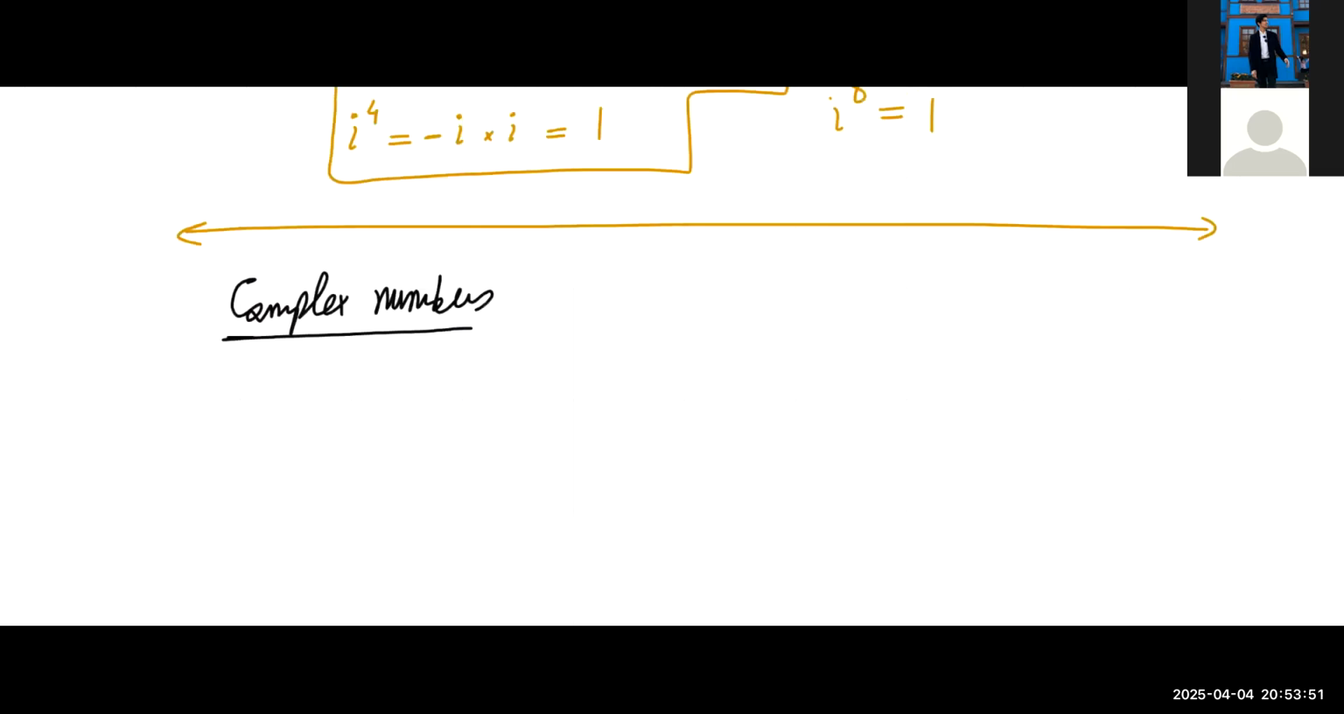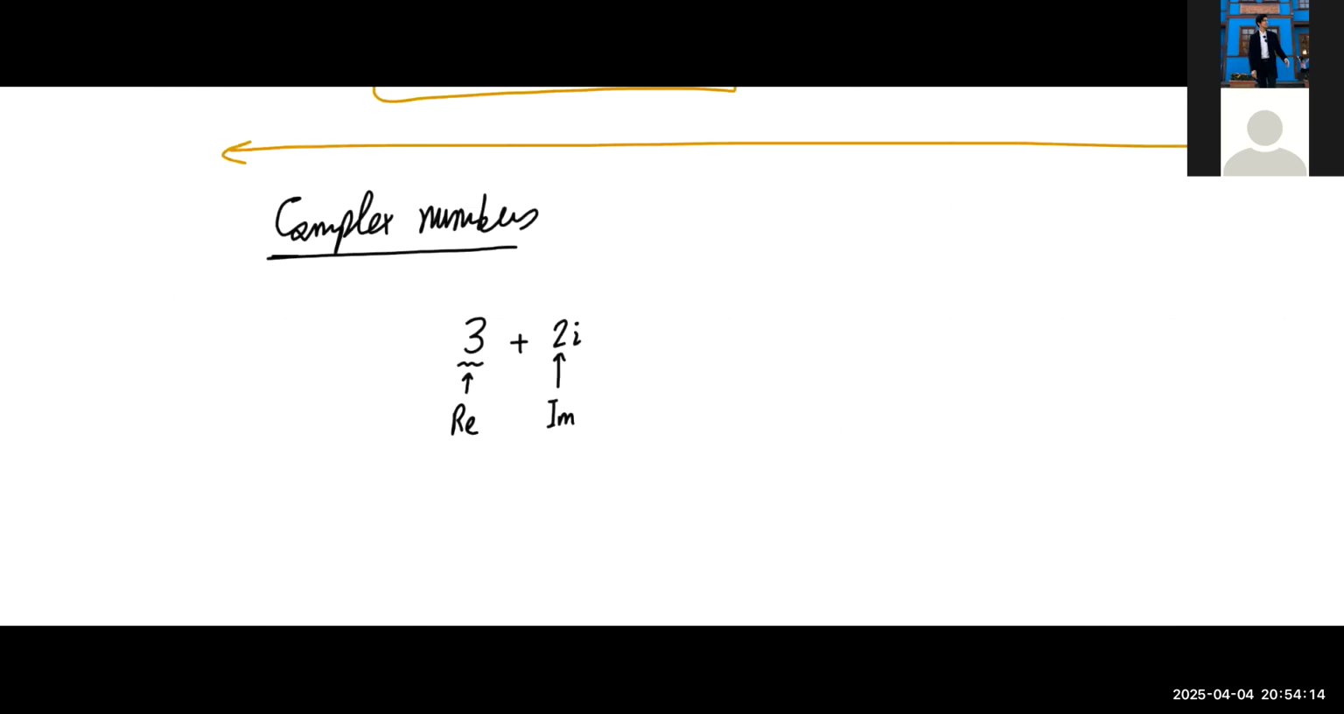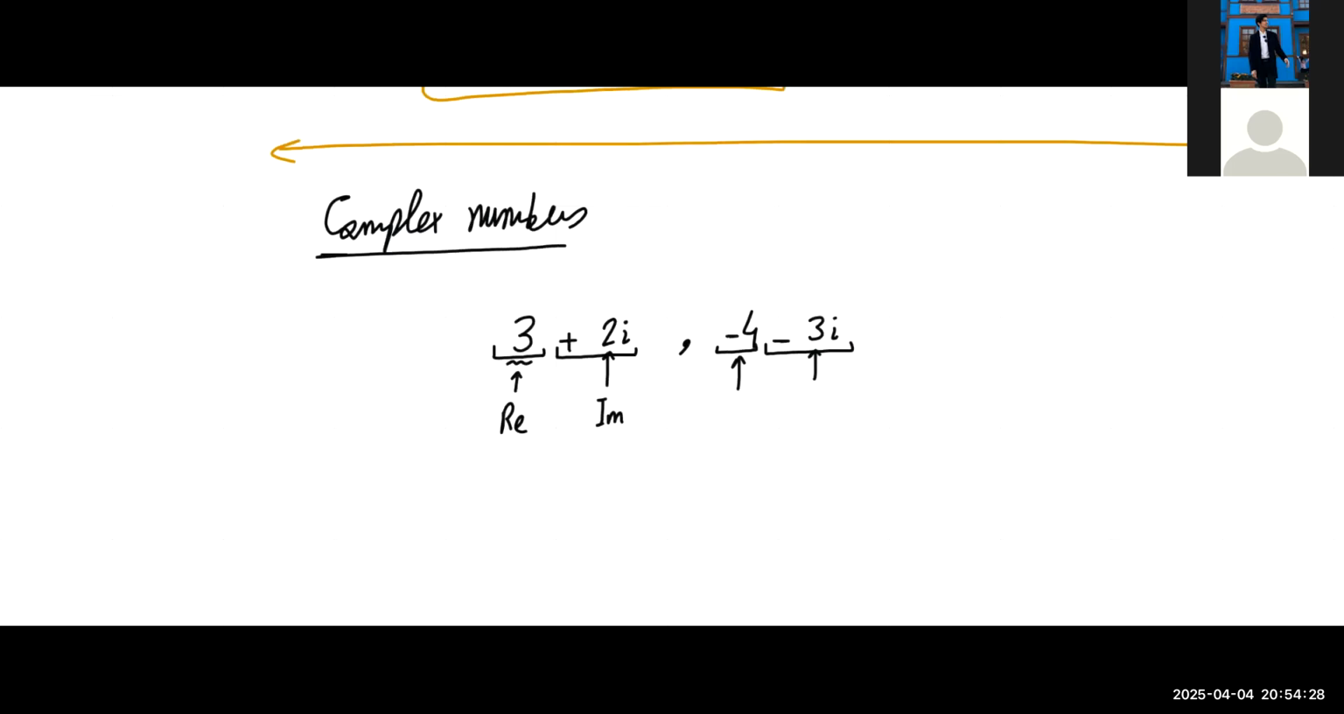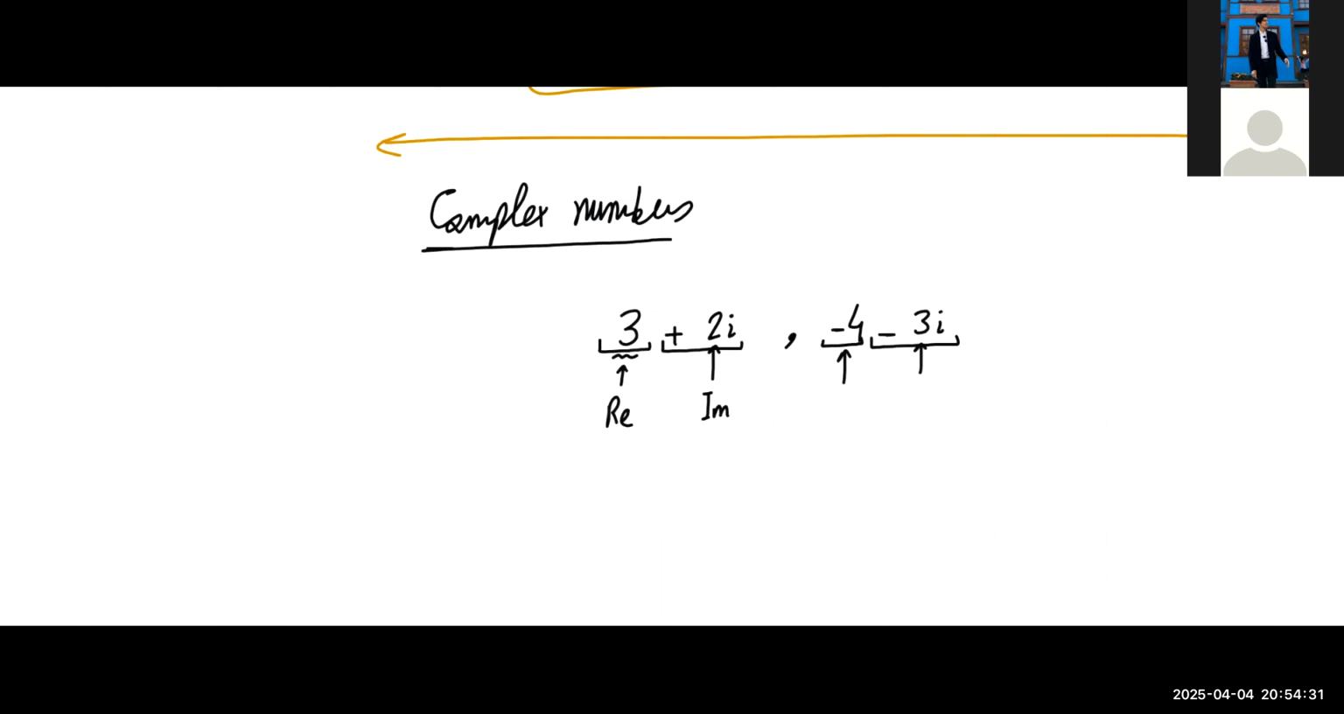Complex numbers are numbers that are created by combining a real part and an imaginary part. For example, 3 plus 2i. This is the real part, and this is the imaginary part. We call the real part the Re part, and this is the imaginary part. Similarly, 4 minus, I don't know, 3i. Again, this is imaginary, this is real. These are called complex numbers: numbers that are a combination of a real part and an imaginary part.